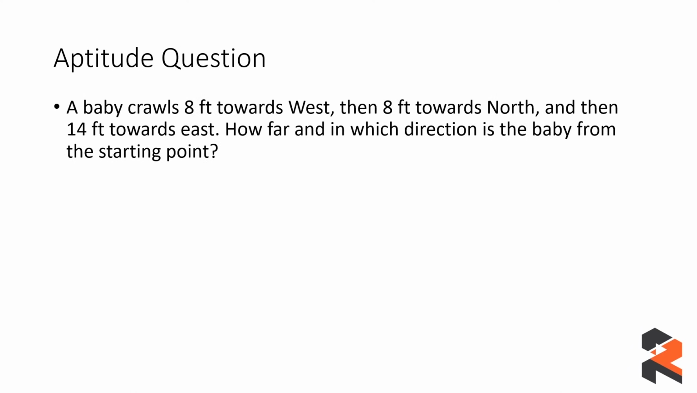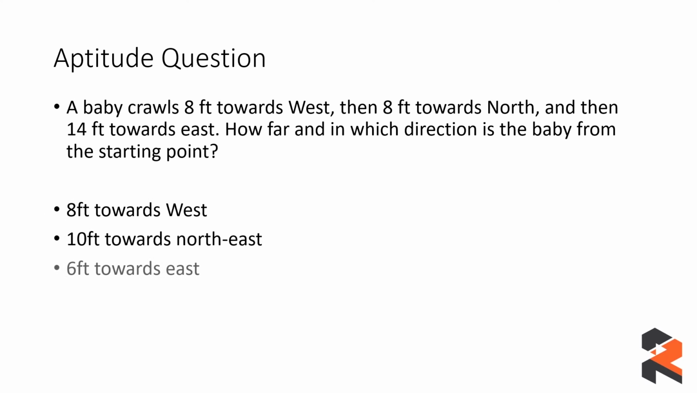This is again an aptitude question. So now the question says a baby crawls 8 feet towards west, then 8 feet toward north, and then 14 feet towards east. How far and in which direction is the baby from the starting point? Let's look at the options available to us. Now many students commit this mistake where they find out the direction and they just select the one in which the desired direction is, but don't make that mistake. Find out the values as well along with the direction. So the question is pretty straightforward. And let's look at the explanation.